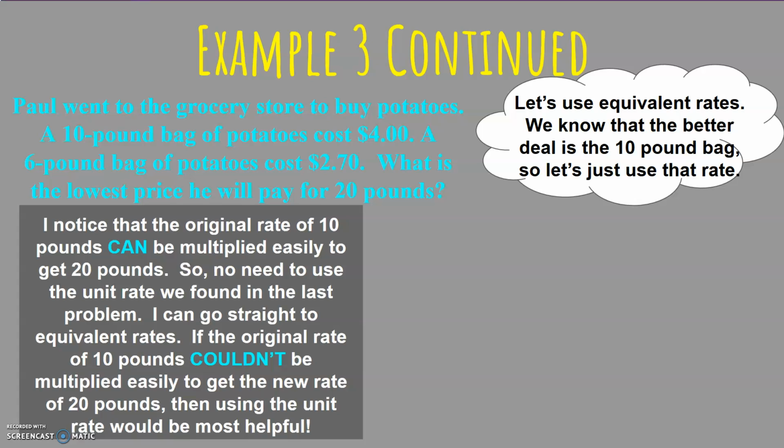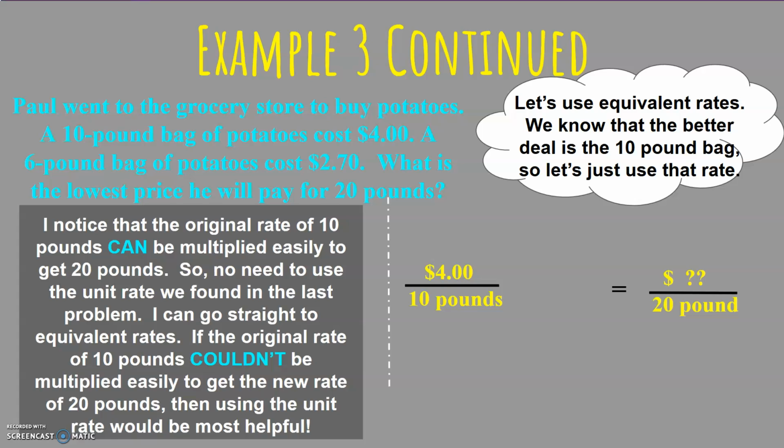If the original rate of 10 pounds couldn't be multiplied easily to get the new rate of 20 pounds, for example, if the 6-pound bag had been the better deal, then using the unit rate would have been most helpful. However, we're not using the 6-pound bag, we're using the 10-pound bag. And since 10 is easily multiplied to get 20, we'll just go straight from there.